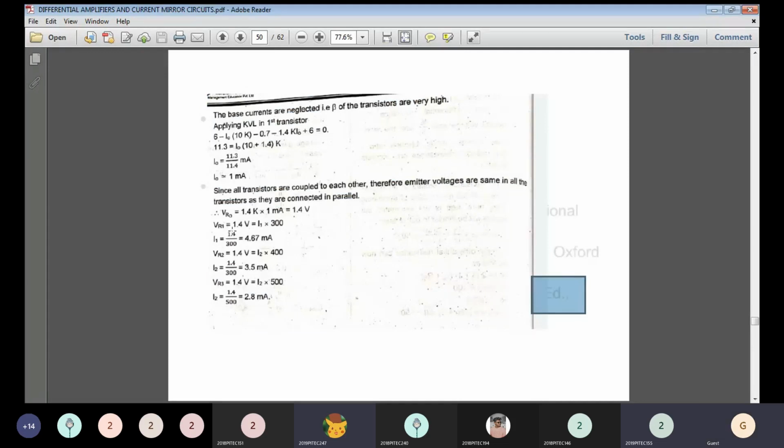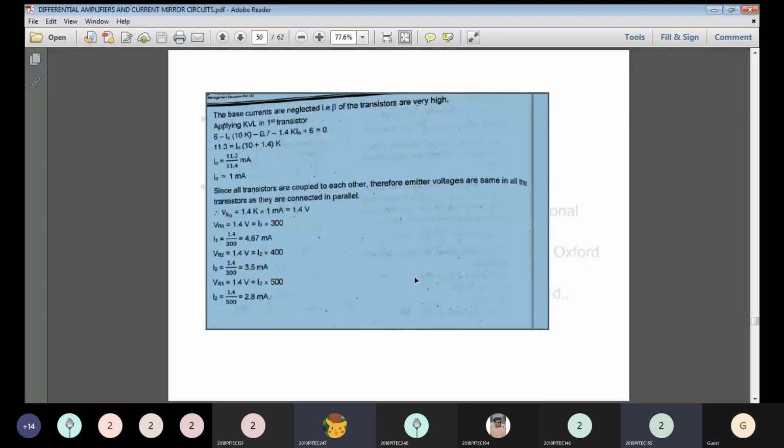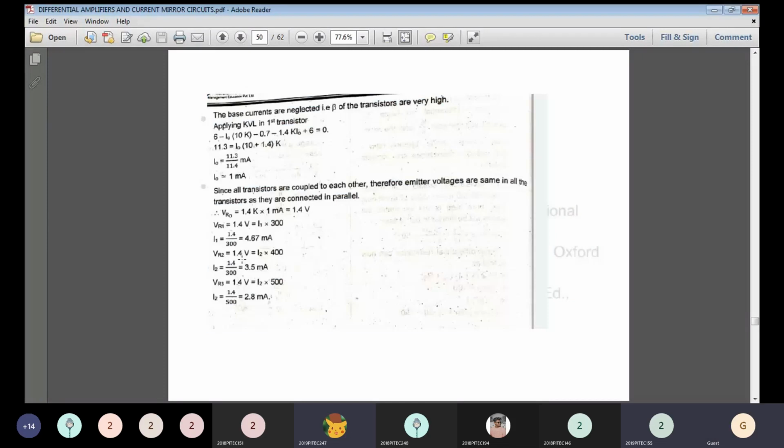Similarly, we can calculate the value of I1 and I2. VR2 is equal to I2 into R. The R value is 400 ohms. So that is the value of I2. I2 is equal to 3.5 milliamps. For the resistor R3, what is the value of I2? Sorry, this is I3, it's not I2, it's I3. The I1 value is this one, the I2 value is this one, and the I3 value is 1.4 divided by 500, which is 2.8 milliamps.